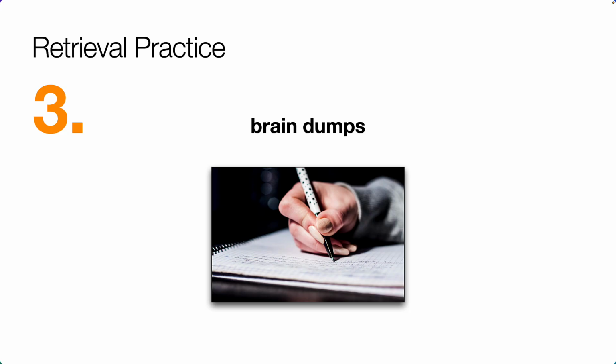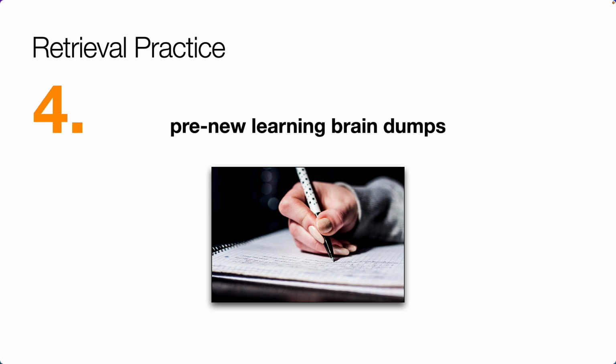3, brain dumps are something that you can do right after a lecture or completing a reading. You can do it at the end or after a certain chunk. And all it is where you pause for a moment and you write down everything you can remember that you just learned about. And 4 is a twist to brain dumps called pre-new learning brain dumps. This is where, before you read the next chapter or head to the next lecture, you try to remember everything you learned in the previous chapter or lecture.